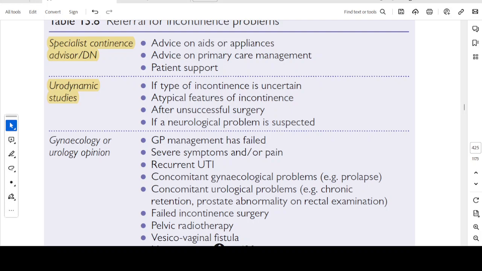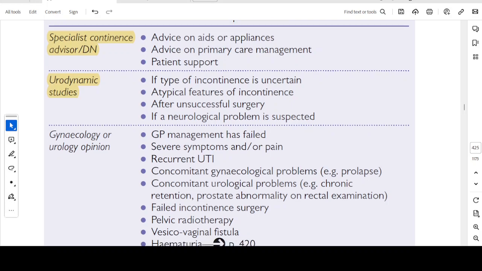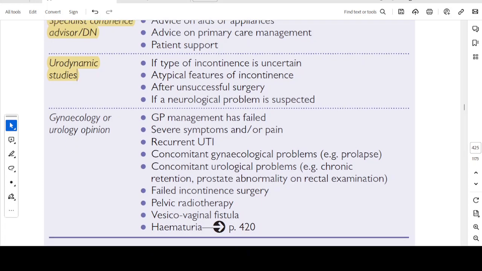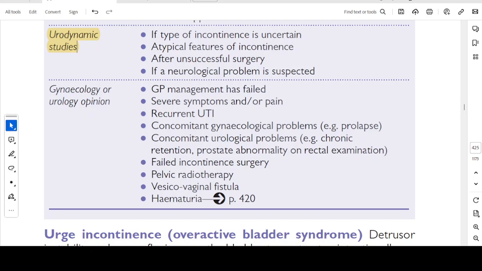Then urodynamic studies, if the type of incontinence is uncertain, or atypical features of incontinence are present, or after an unsuccessful surgery. If a neurological problem is suspected, then you go for urodynamic studies. Gynecology or urology opinion.